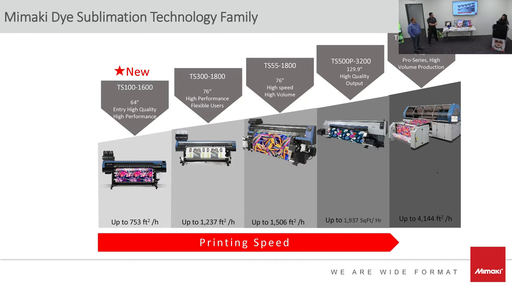This is great for small to medium production. We also have the TS55-1800. This is our medium to large production printer. We have the TS500P, which is for your more large to industrial runs. And then last but not least, we have the Tiger machine, which is for high volume production.